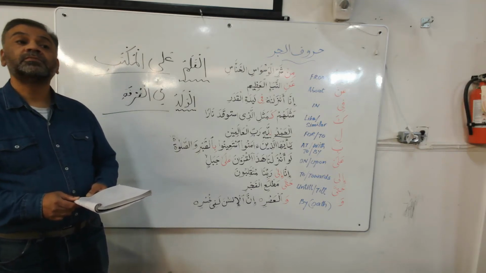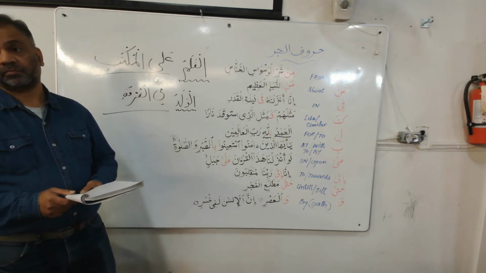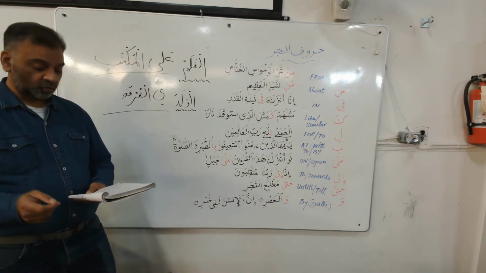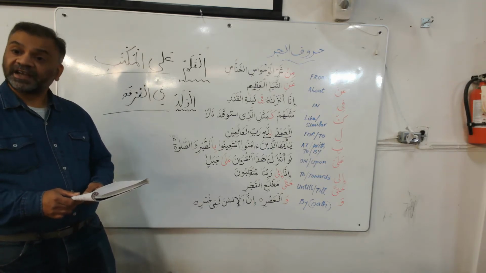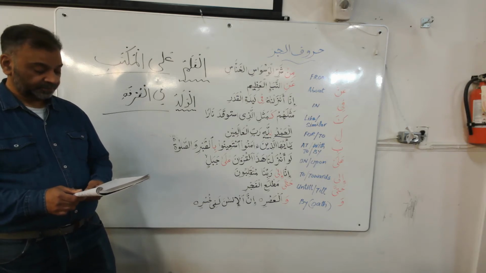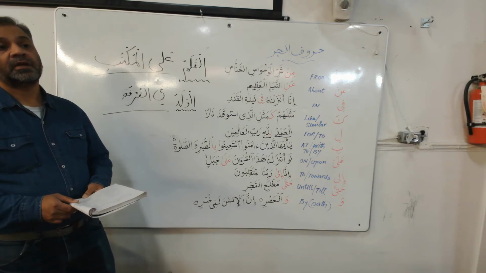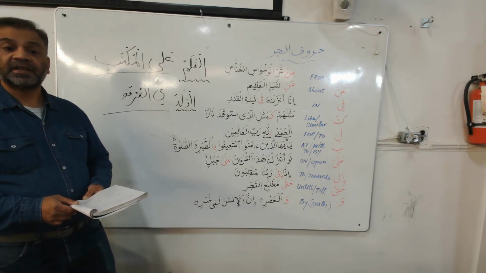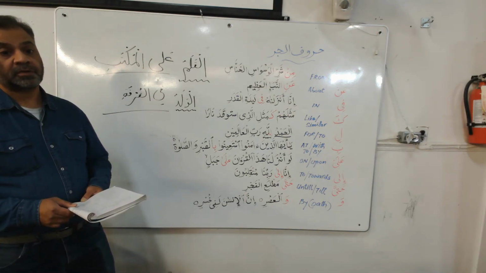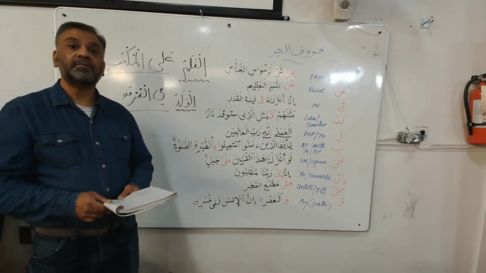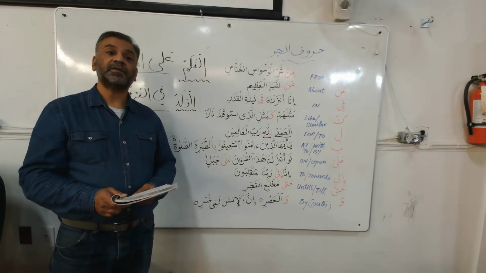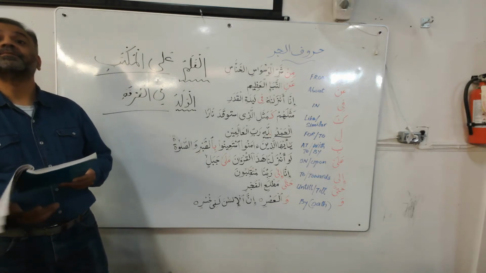Al-mindilu, wasikhun. The handkerchief is dirty. Al-labanu, harun. The milk is hot. Harun means hot. Baridun means cold. Is it yogurt? Laban.